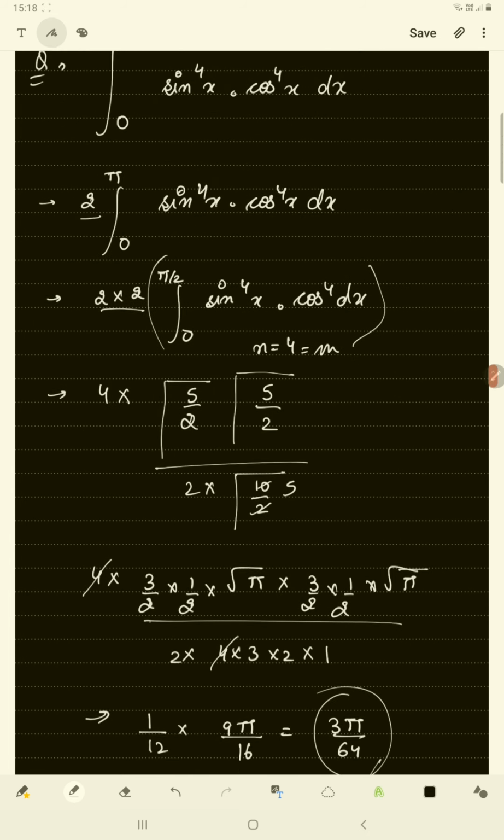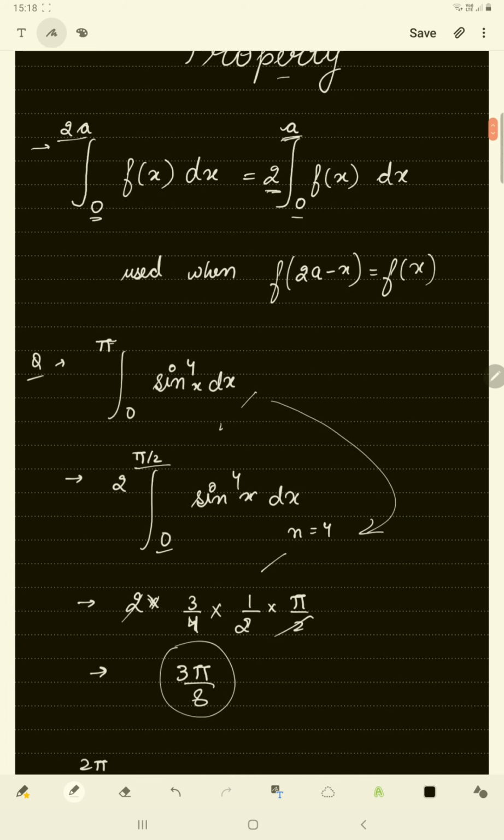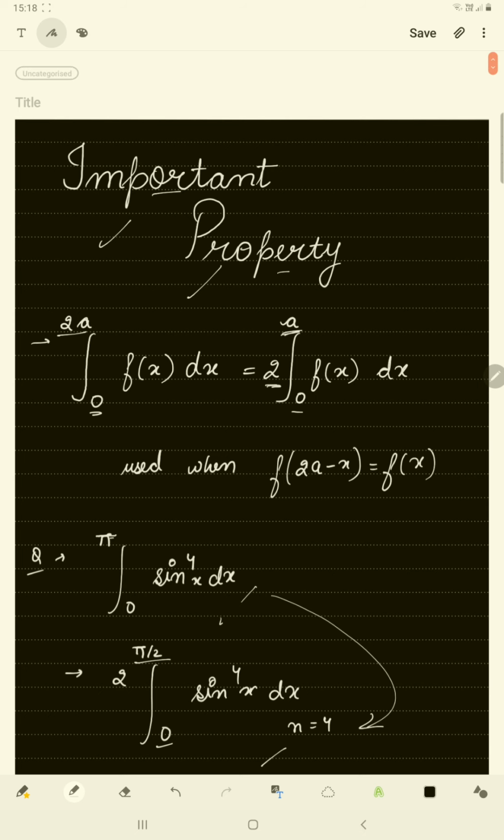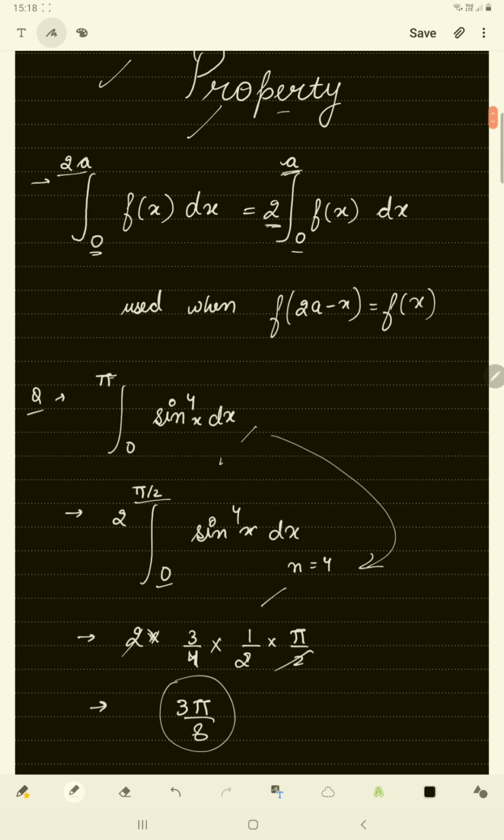So let's keep it till here, and we discussed a very important property on the definite integration. In the next videos we are going to see some of our properties, especially the hidden property that we saw in the 15th video. So stay tuned for the hidden property.